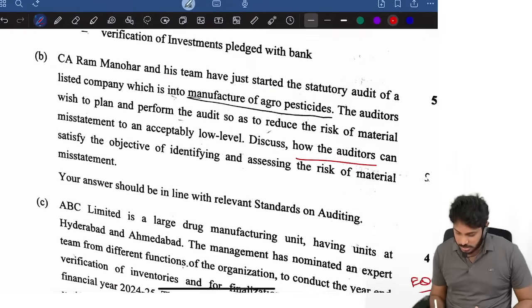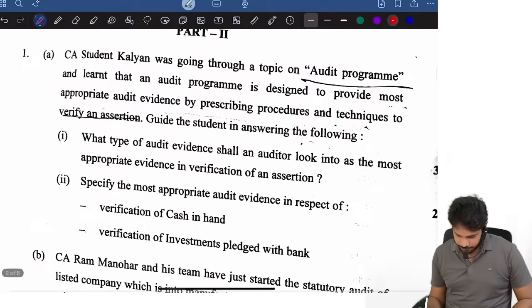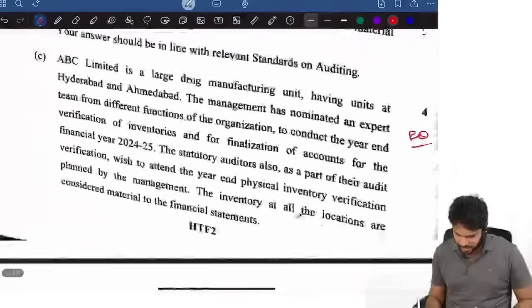This one, discuss how the auditor can satisfy the objective. This I have not given in expected questions. This I have given in expected questions.